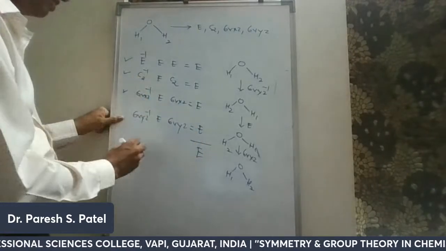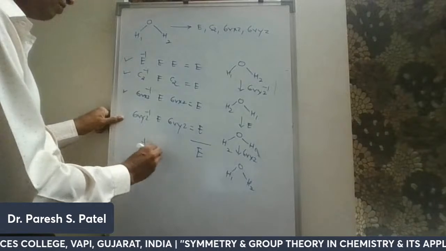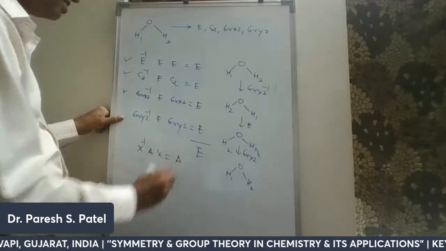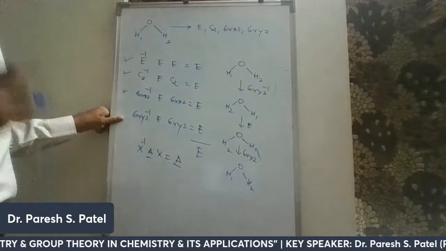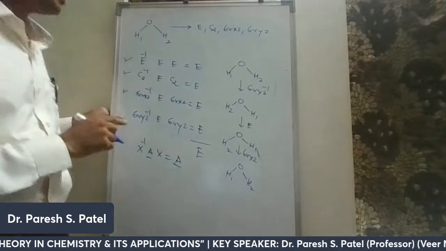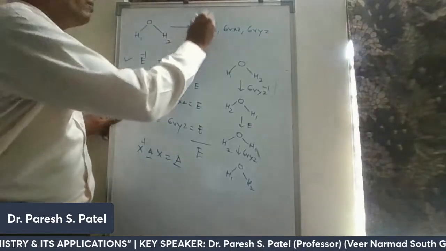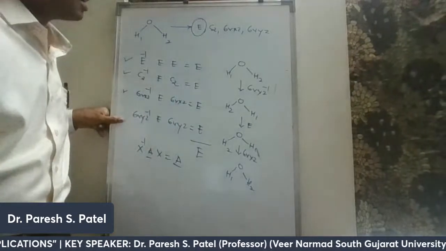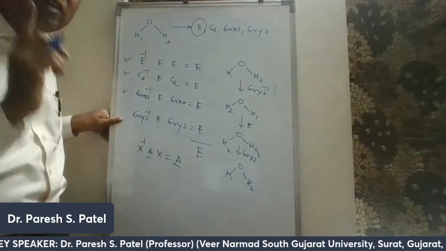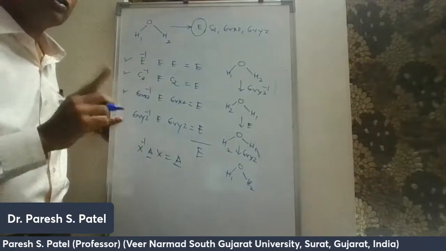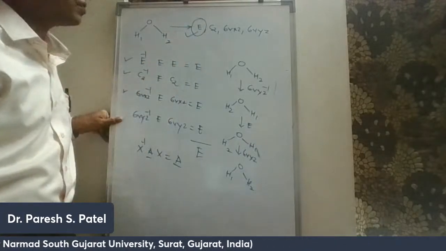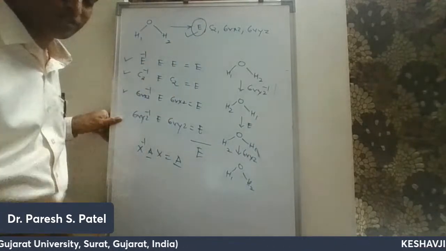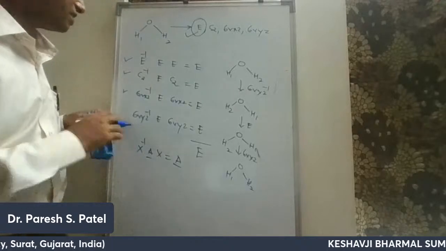So this satisfies condition number 1, X inverse A X is equal to A. It means A is conjugate to itself to form an individual class. So in case of the water molecule, E is conjugate to itself to form an individual class. Okay, so remember that the first class of the water molecule is identity.